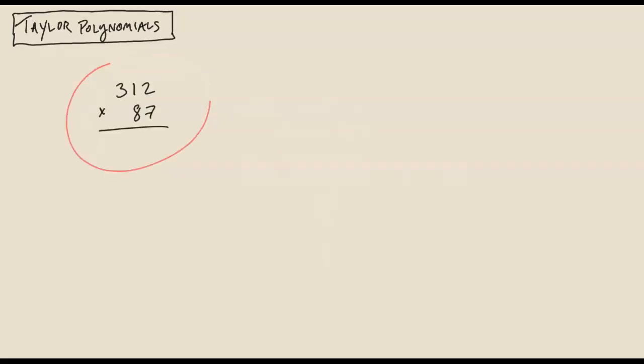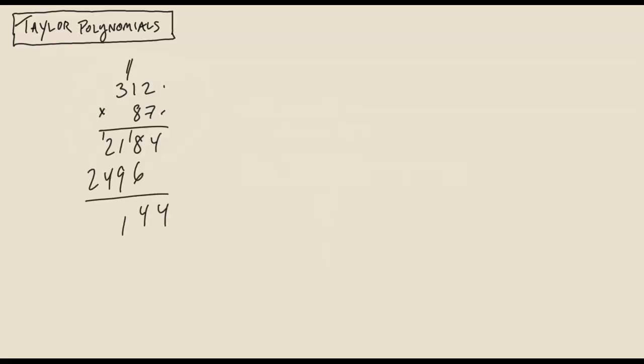What's 312 times 87? Well, you know how to figure this out. If you were trapped on a desert island and you didn't have a calculator, you would do the usual thing. Well, let's see, 7 times 2, that's 14, 7 times 1, that's 7, 7 times 3, that's 21, then 8 times 2 is 16, 8 times 1 is 8, 8 times 3 is 24. I hope I didn't make an arithmetic mistake anywhere, and I think it's 27,144.